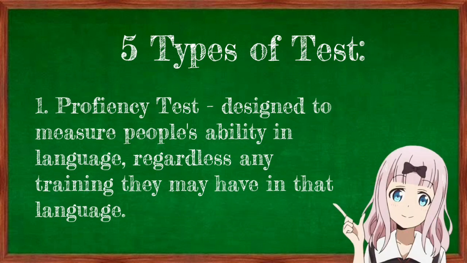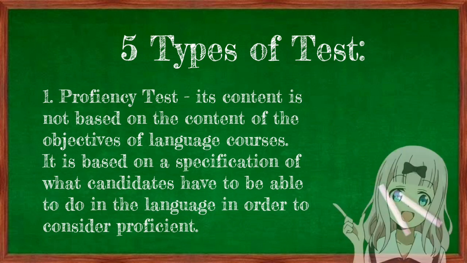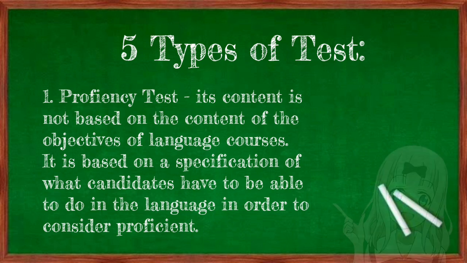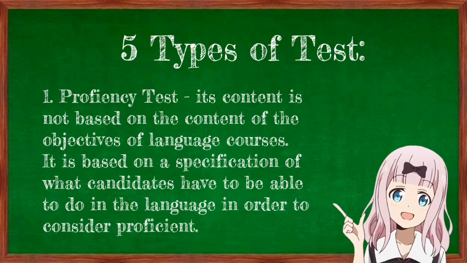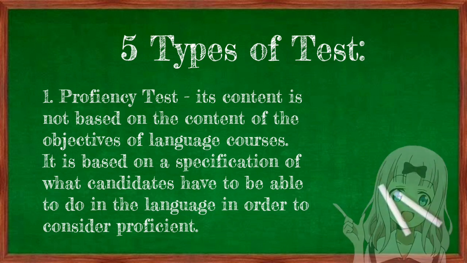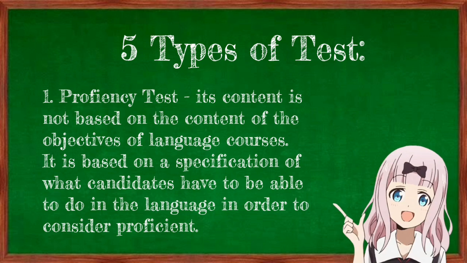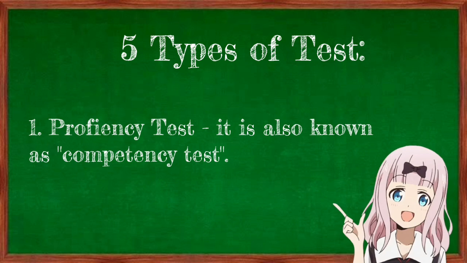There are 5 types of tests. Number 1 is the proficiency test. It is designed to measure people's ability in language, regardless any training they may have in that language. Also, its content is not based on the content of the objectives of language courses. It is based on a specification of what candidates have to be able to do in the language in order to be considered proficient. Also, this kind of test is also known as competency test.